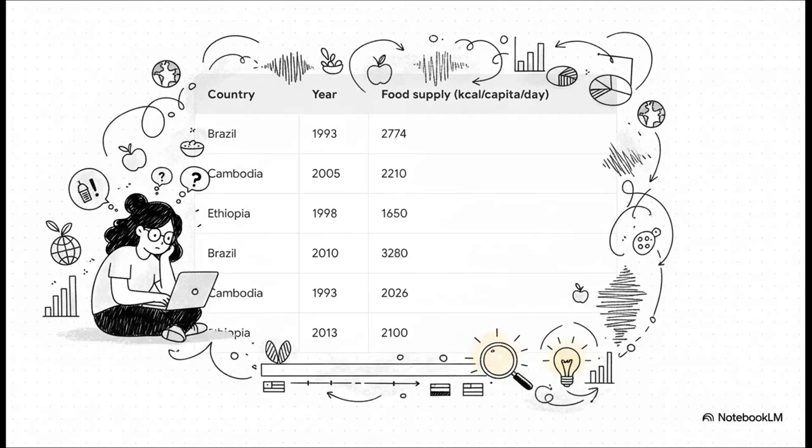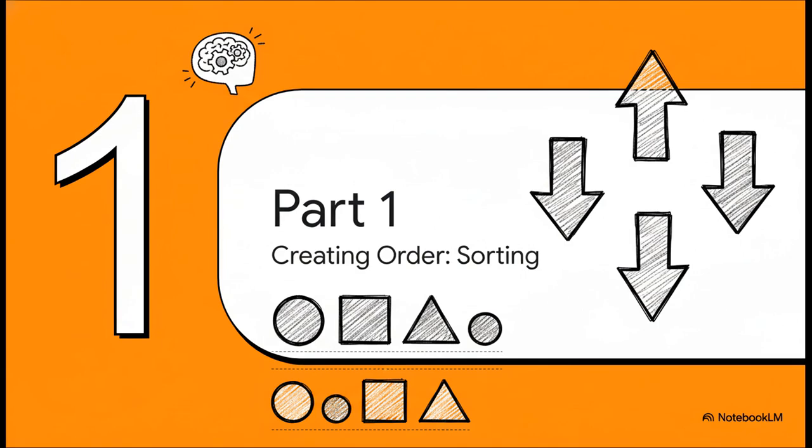And this is the exact problem a university student named Marina was up against. For her big research project on global nutrition, she had this, a gigantic table with thousands and thousands of entries. Different countries, different years, just pure data chaos. How on earth was she supposed to find the real story hidden inside all of that noise? Well, her first step was to bring a little bit of logic to the madness.